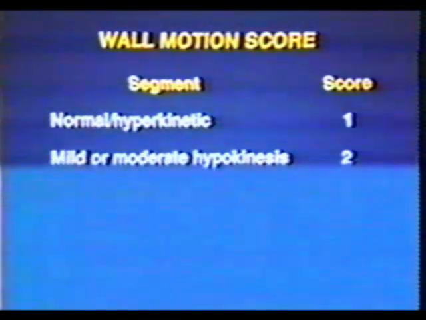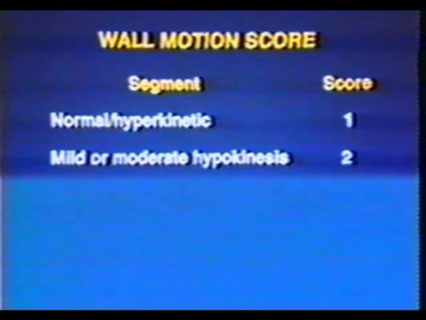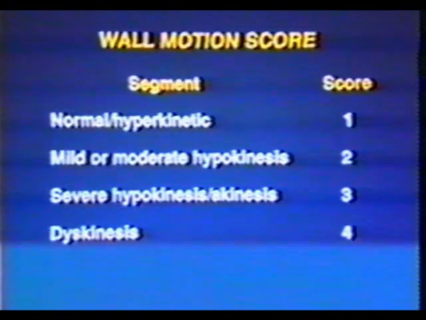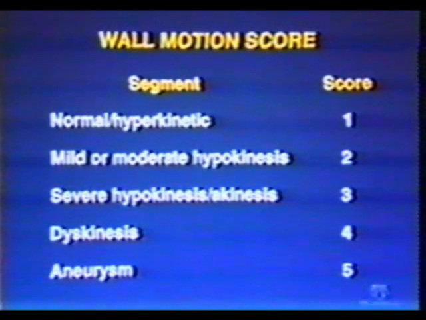For mild or moderate hypokinesis, we assign a score of 2, 3 for severe hypokinesis or akinesis, 4 for dyskinesis, and if the segment is part of an aneurysm, it is given a score of 5.